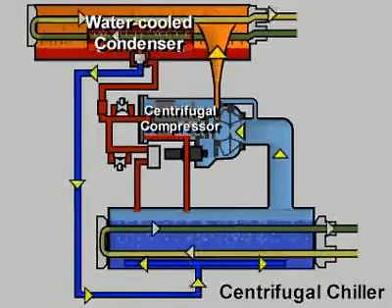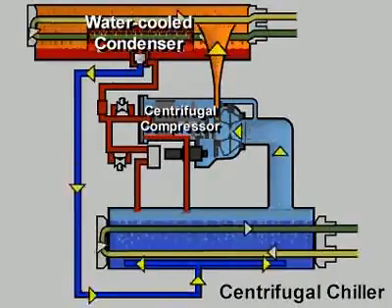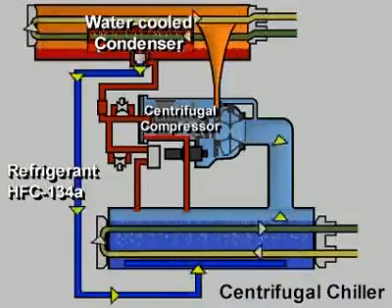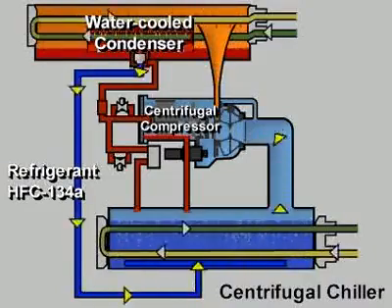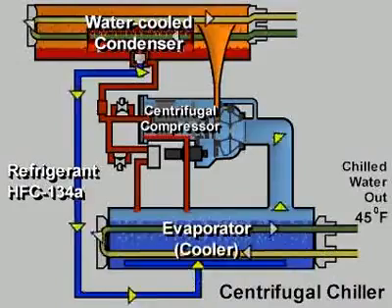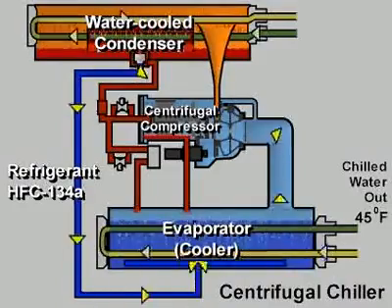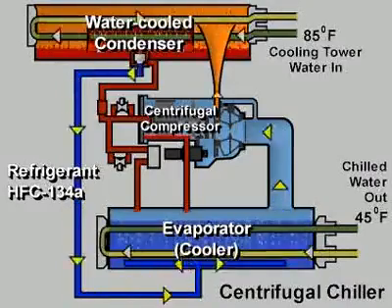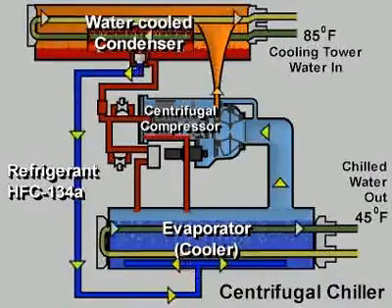Our example is a centrifugal chiller with a water-cooled condenser. The system is charged with a high-pressure refrigerant, HFC 134A. Chilled water leaves the evaporator, also called a cooler, at 45 degrees. Cooling tower water is entering the condenser at 85 degrees.